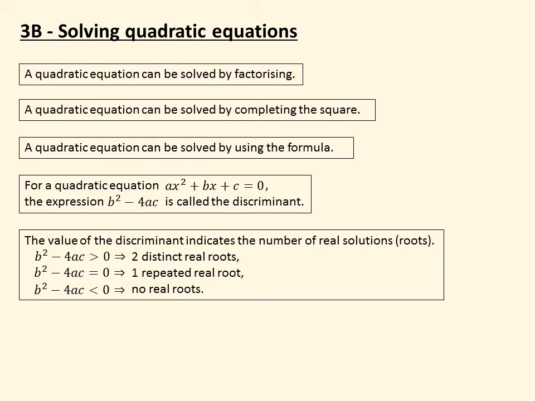If this discriminant takes a positive value, then the quadratic will have two real distinct roots, roots that have different values. If the discriminant is 0, the quadratic will have a single answer, one repeated root. But if it's negative, there are no real numbers that satisfy this, and there are no real roots, no real solutions.